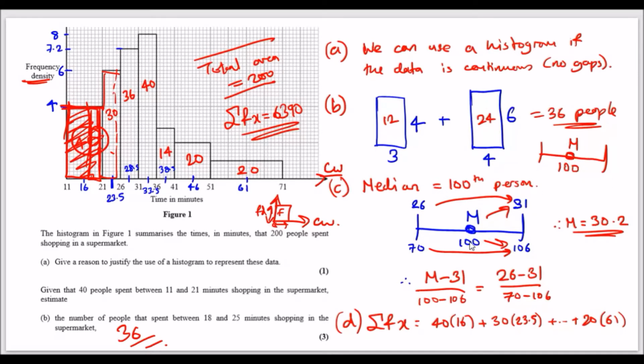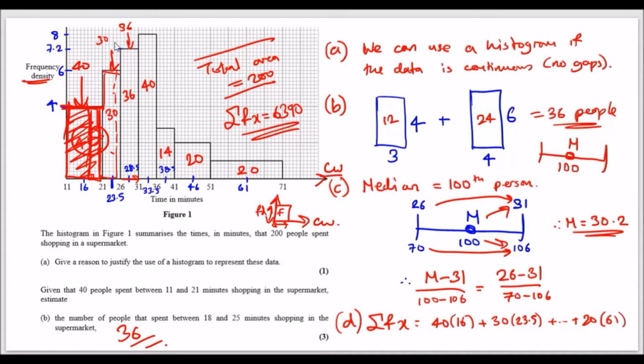Now all I do here is I look back at the histogram, and I have to calculate where the 100th person lies between what blocks. You will realize that the area of the first block was 40. The area of the second block, using the same method, 5 times 6, is 30. And the area of the third block has a width of 5 and a height of 7.2. This will give us 36.